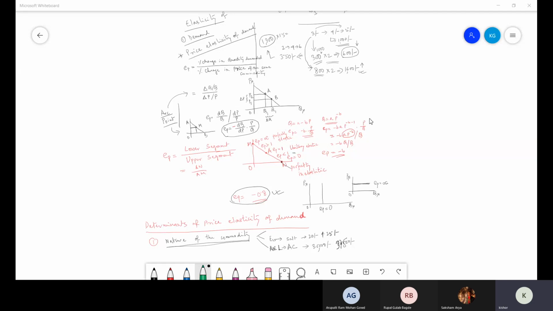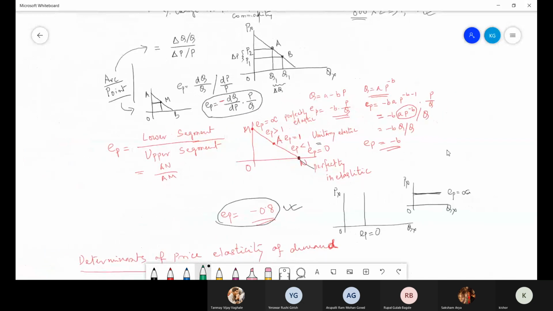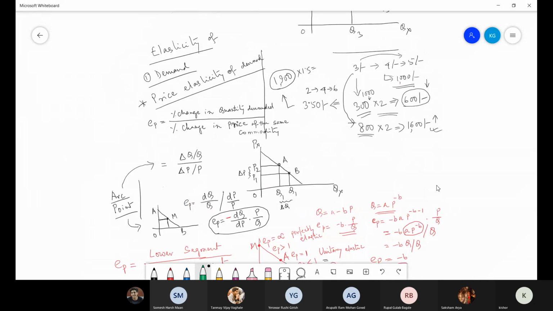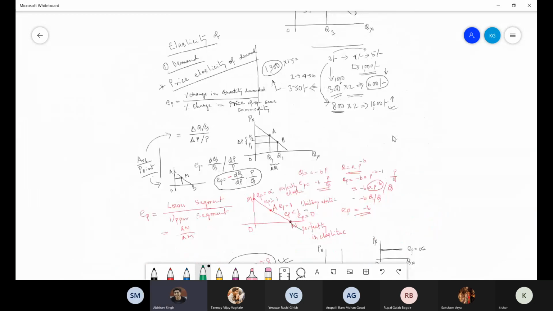Good afternoon, everybody. Can you hear me? Can you see the whiteboard? Microsoft Whiteboard. Can you see the Microsoft Whiteboard? Can someone tell me? Yes, sir, we can see.